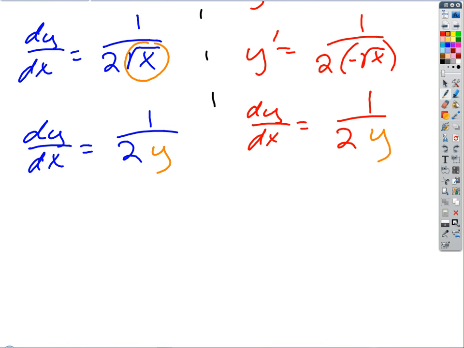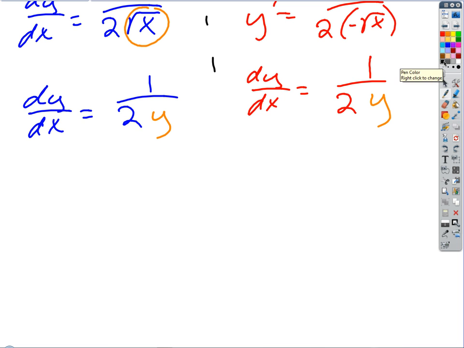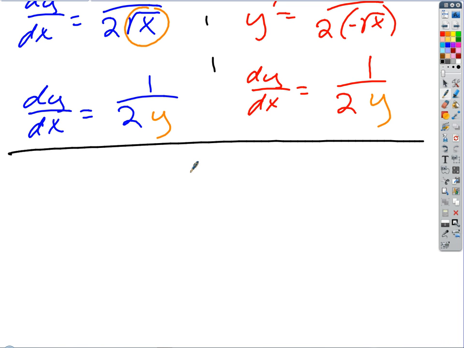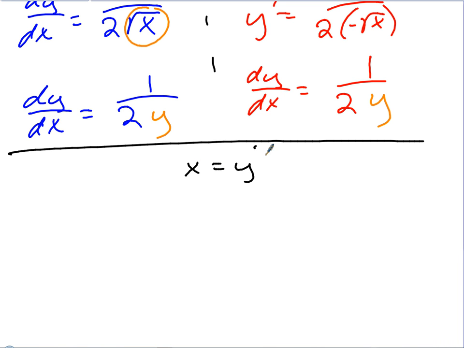Let's start with, just like we did before, x equals y squared, and let's just differentiate with respect to x implicitly. We're not going to worry about solving for y. We're just going to use the chain rule and differentiate both sides with respect to x. Okay, so what happens if we do that?